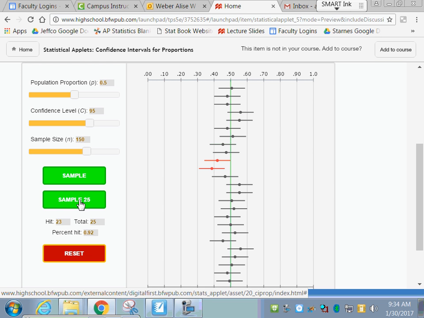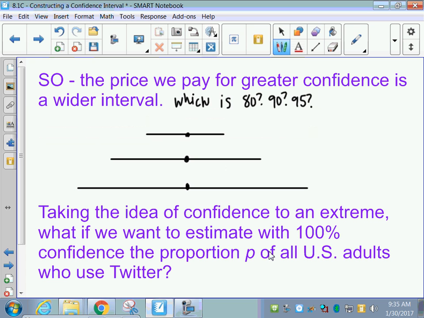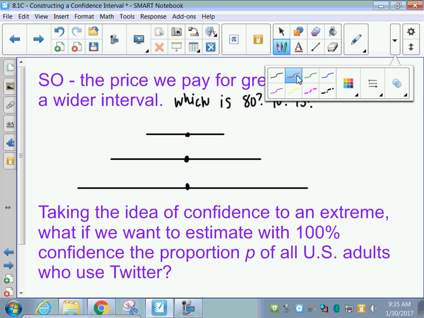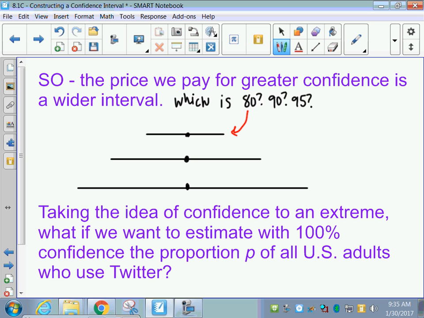Okay, and if we want to be less confident, the smaller the interval, right? 80% confidence, you can have a smaller interval. Cool. All right. So the price we pay for greater confidence is a wider interval. So if I have those three intervals and I want to be 80% confident, which one matches? Okay? Our smallest one, right? So we're less confident, smaller, and then we have our 90, and then we have our 95. So 95% confidence, again, wider interval.